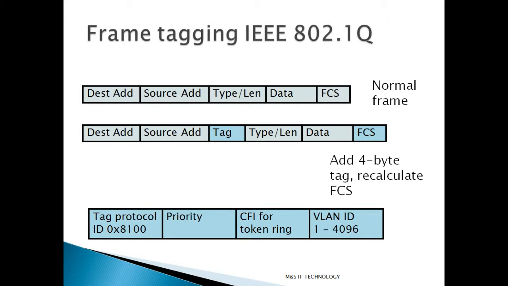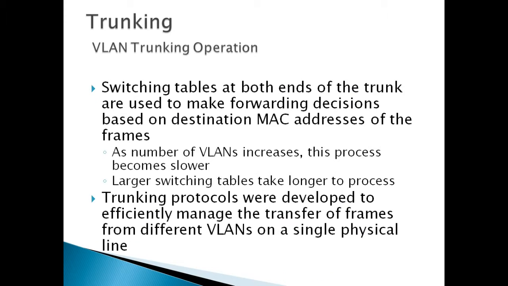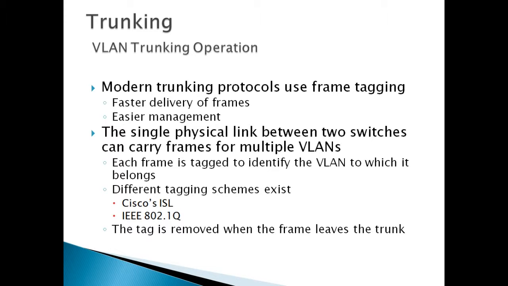Frame tagging, IEEE 802.1q. VLAN trunking operation. Switching tables at both ends of the trunk are used to make forwarding decisions based on the destination MAC addresses of the frames. As the number of VLANs increases, this process becomes slower. Larger switching tables take longer to process. Trunking protocols were developed to efficiently manage the transfer of frames from different VLANs on a single physical line. Modern trunking protocols use frame tagging. Faster delivery of frames. Easier management.